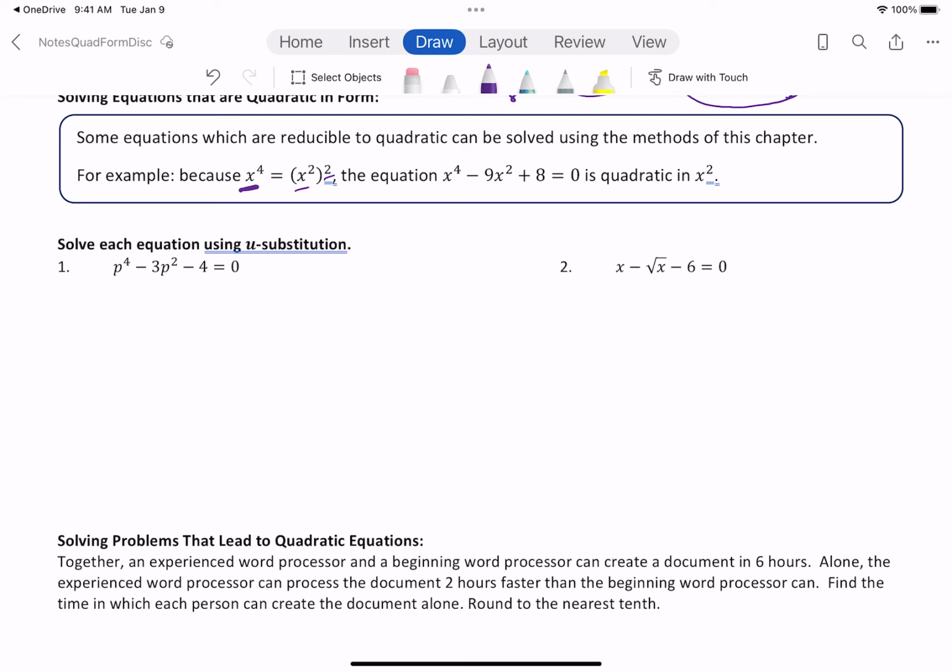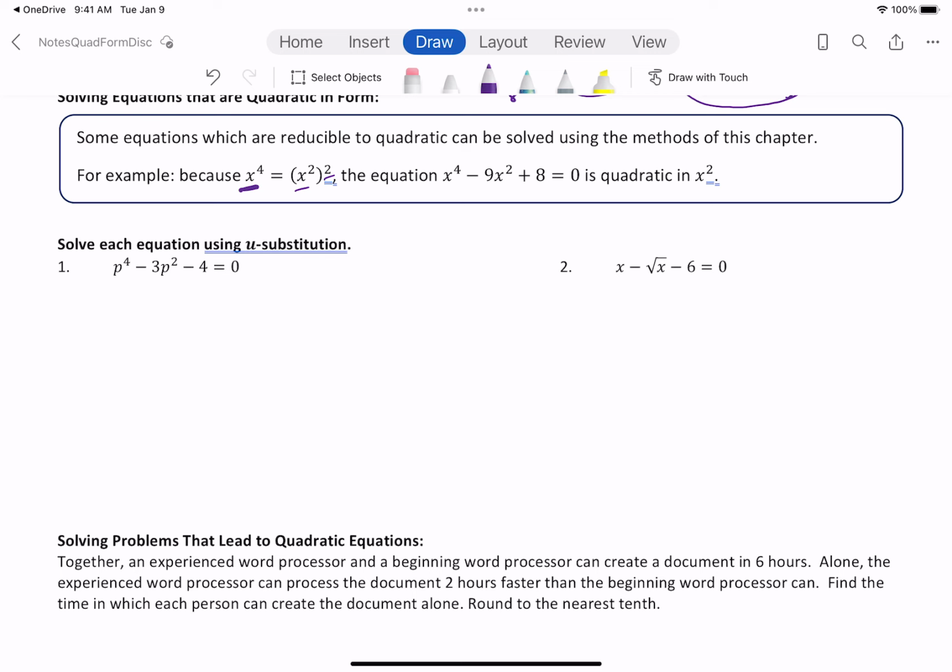Now you notice this says solve each equation using U substitution. I'm very aware that there are other ways to do this, and if you go out on an app or on the internet, it may show you a different method. So notice the instructions call for using the U substitution, so that's what I'm going to be looking for. Okay?